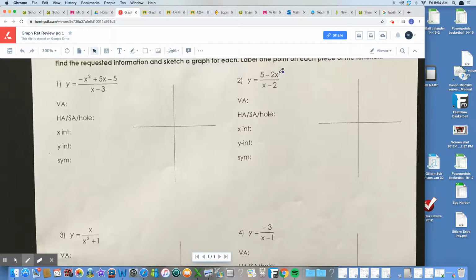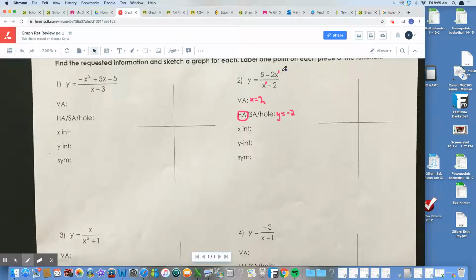We have a situation here where the degree on top is one and the degree on the bottom is one. So the degrees are the same, which means we will have a horizontal asymptote for this problem. We take the leading coefficient, which is -2 over 1, which is -2. So I have a horizontal asymptote of y equals -2. I have a vertical asymptote: set the bottom equal to 0, at x equals 2.